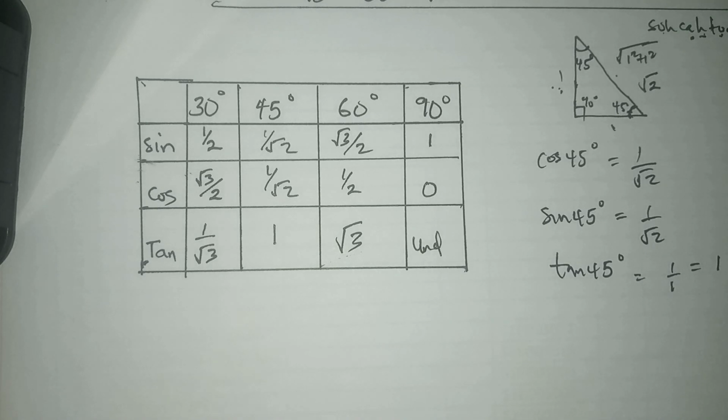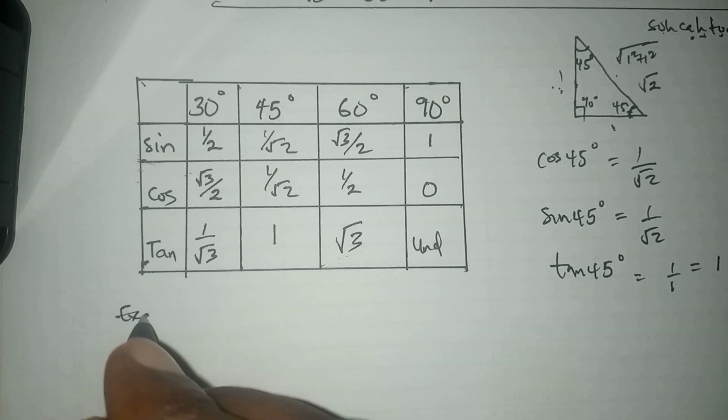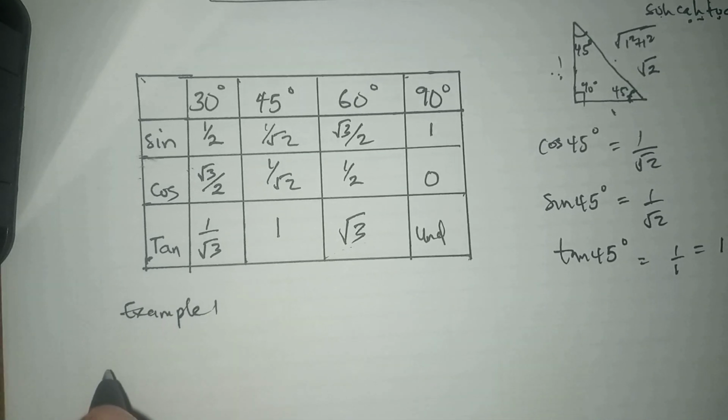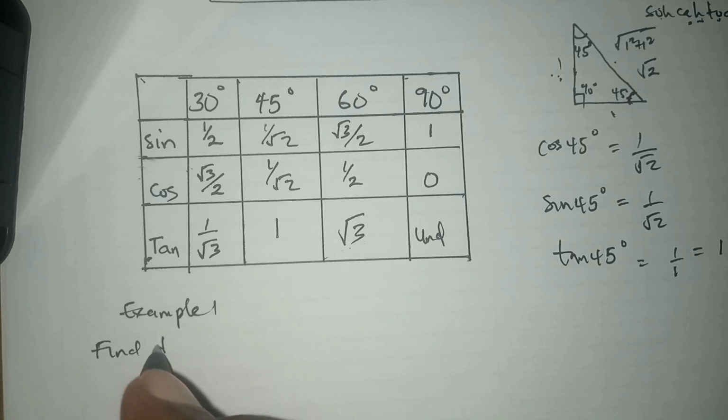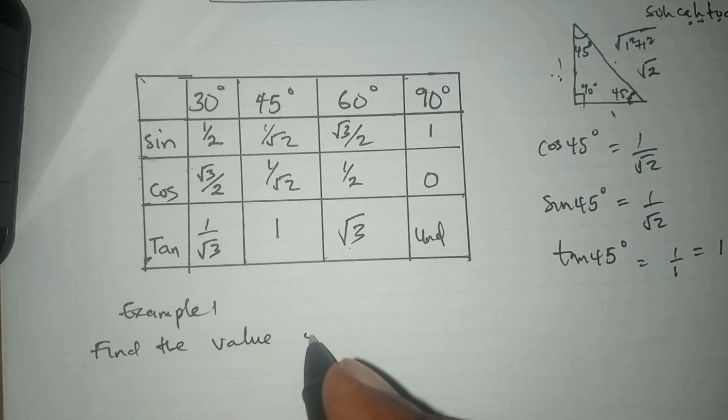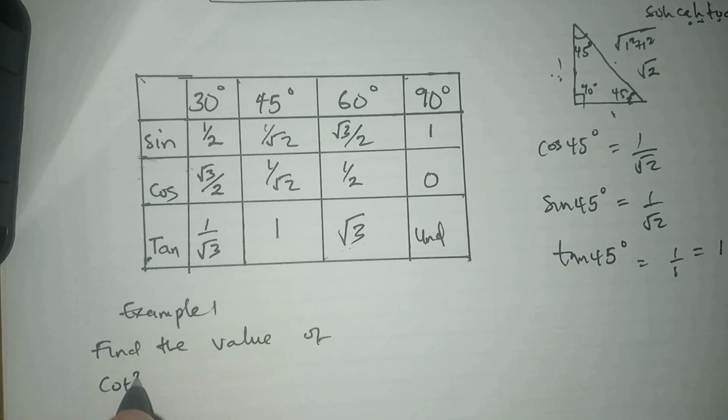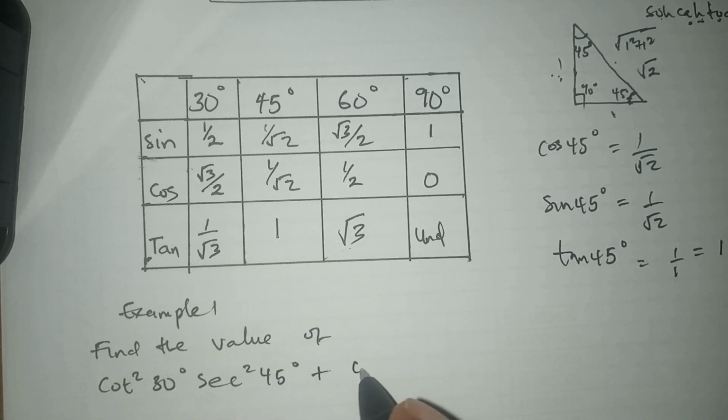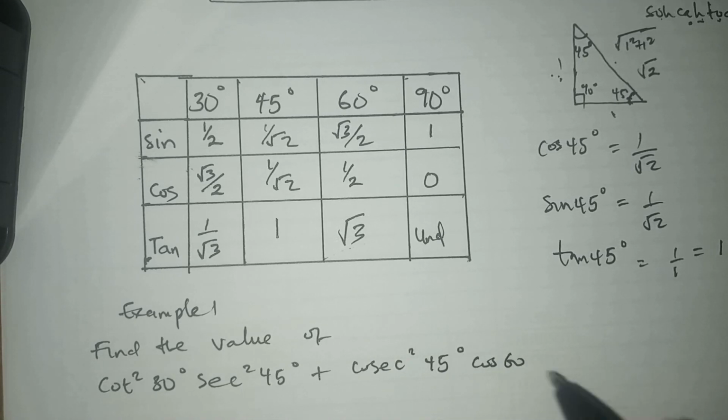All right, so let's solve an example that will help us to remember all these tips on special angles. So now let's solve the first example. Example 1. Find the value of cot squared 30 degrees, sec squared 45 degrees, plus cosec squared 45 degrees, cos 60.